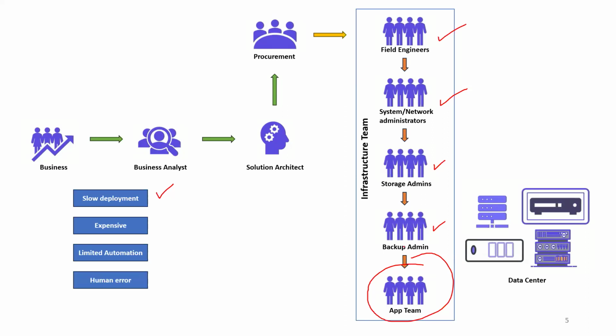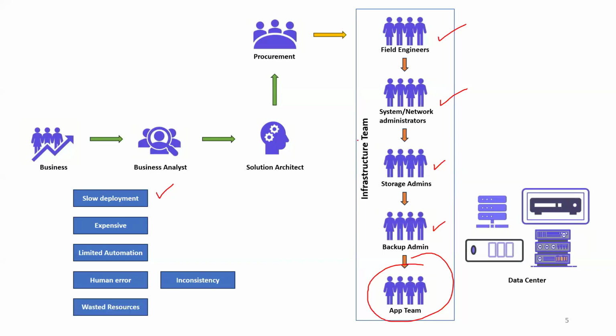And one more thing is that with so many teams working on so many different tasks in the back end, there are chances of human error. When they are working on different tasks, the chances of human error are very high. This may result in inconsistency in the environment. Many teams are working behind the scenes: the procurement team, vendors team, field engineers team, system admins, storage admins, backup admins. So this may result in human error, which leads to inconsistency in the environment.